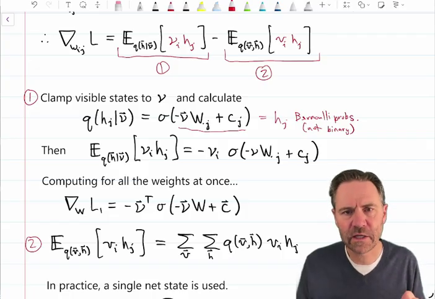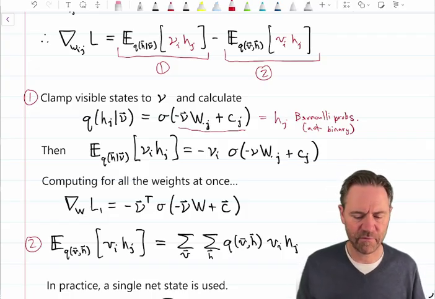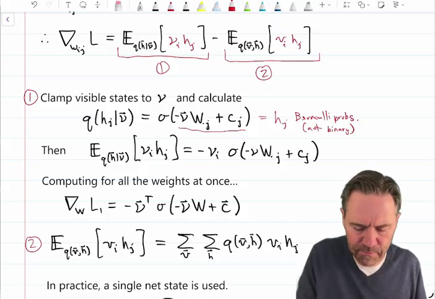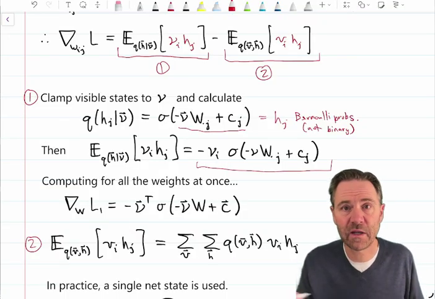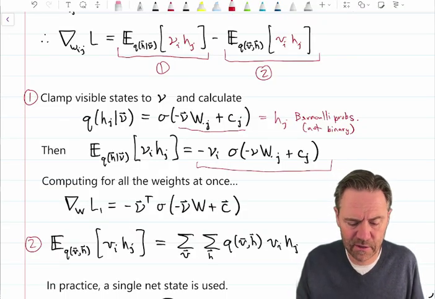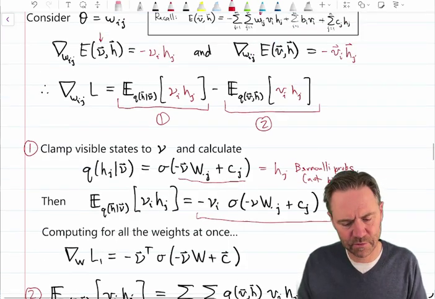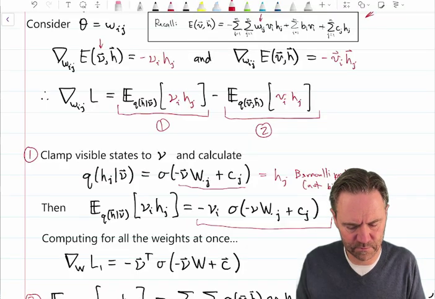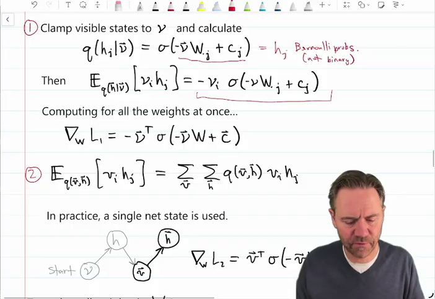Okay, so that's a nice little shortcut that we can get the expected value of VH that way. So the expected value of VH would be this term here, the V that we're given, and the Bernoulli probability of the H's. So why is there a minus sign in front of that? Oh, because there's a minus sign up there. Yeah. Okay. So that's the first term.